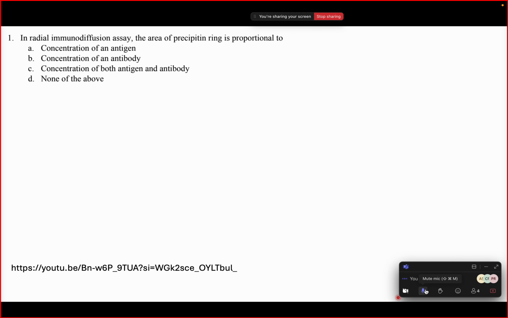Your 1 minute is about to be over, and the right answer is concentration of an antigen.